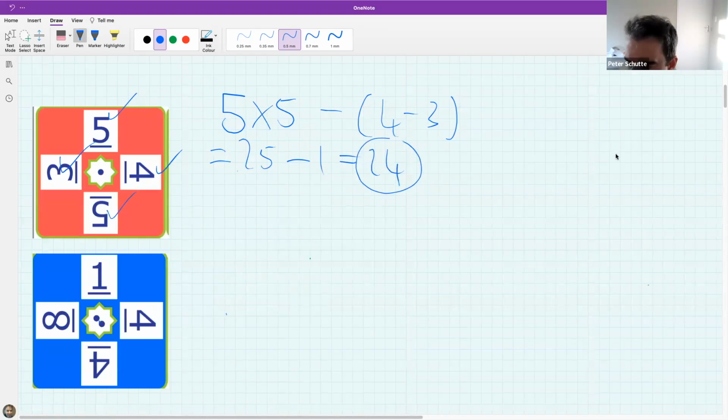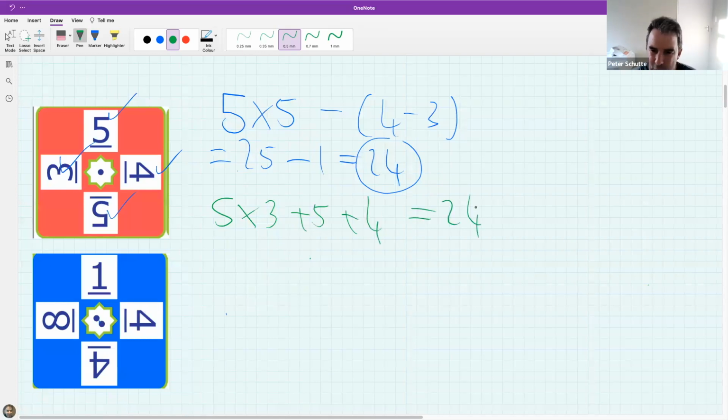And Kumo agrees. And Chuma has a different way. Oh, 5 times 3 plus 5 plus 4. This feels familiar. I wonder if we've done this recently. So that's great, Chuma. And so the red one has been conquered. What about the blue one?